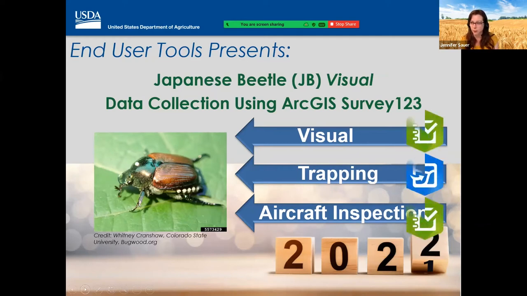They break down this way. The green is the Survey123. So visual and aircraft inspections use this ArcGIS Survey123 application, and the trapping surveys use Field Maps. I wanted to make sure that you're aware of that.